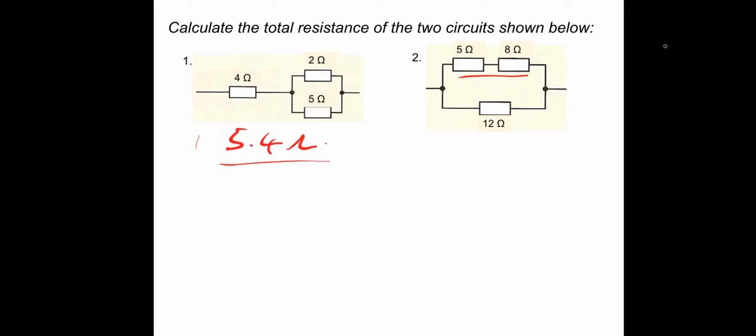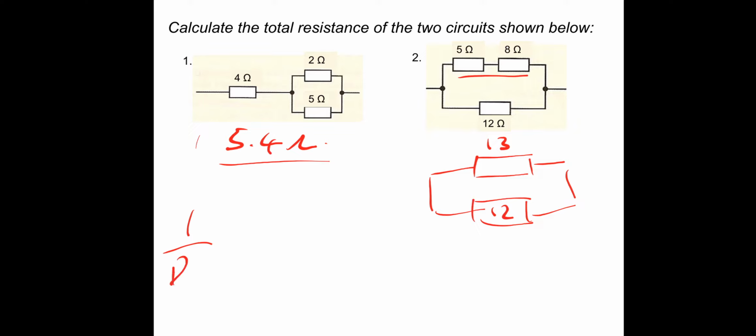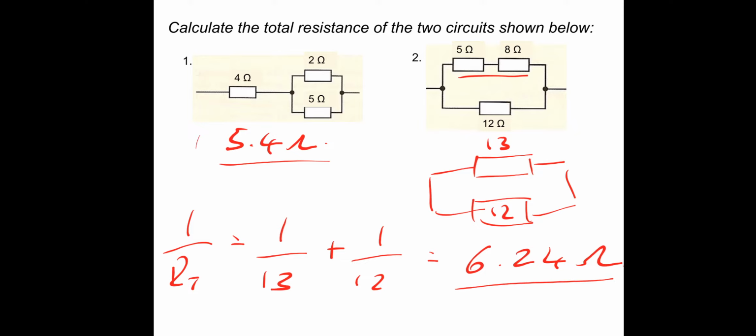For the next one, we've got the 5 and the 8 in series, so we just need to add them together. That would be 13 ohms, in parallel then with a 12 ohm resistor. Because they're now in parallel, 1 over RT is 1 over 13 plus 1 over 12. Add them together, then do the reciprocal. So the total resistance is 6.24 ohms for circuit 2.